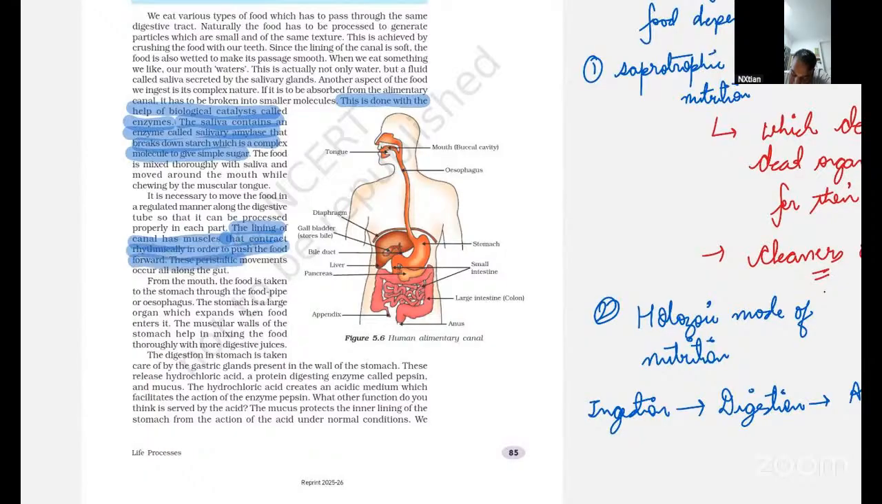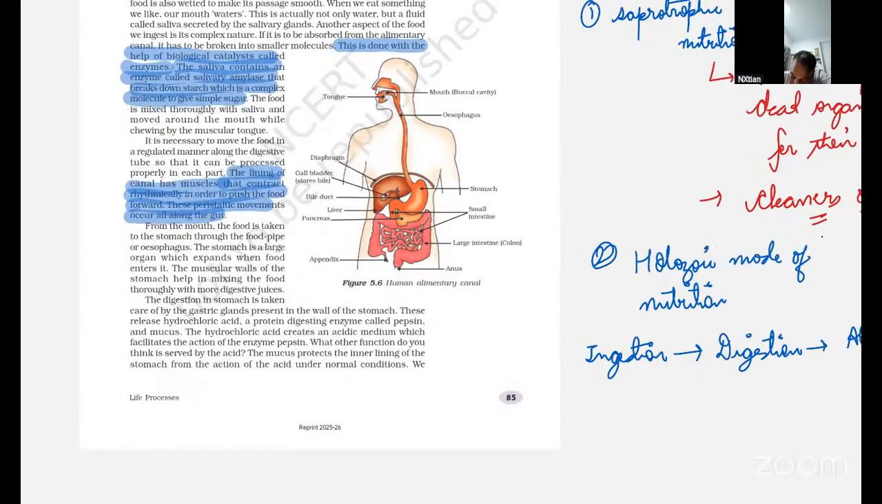From the mouth, the food is taken to the stomach through the food pipe or esophagus. The stomach is the larger organ which expands when food enters it. The muscular walls of the stomach help in mixing the food thoroughly with more digestive juices.